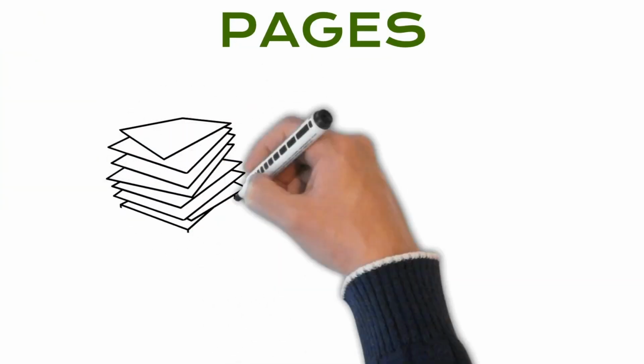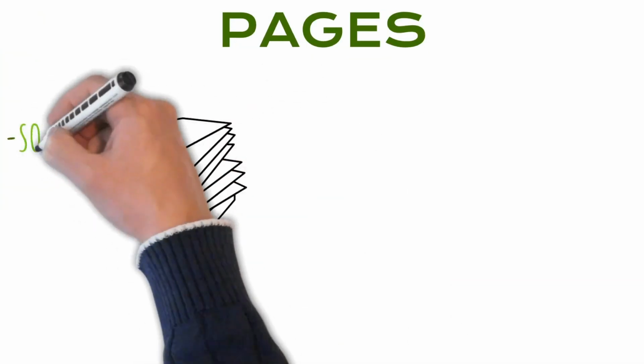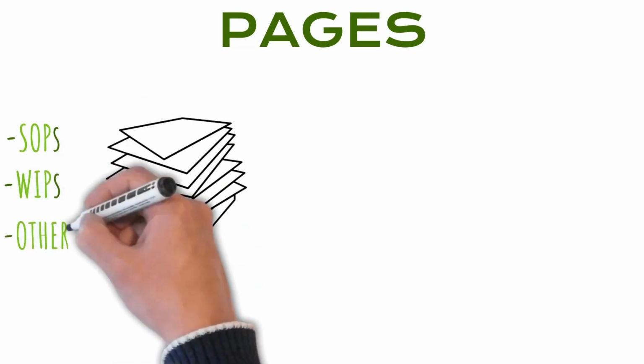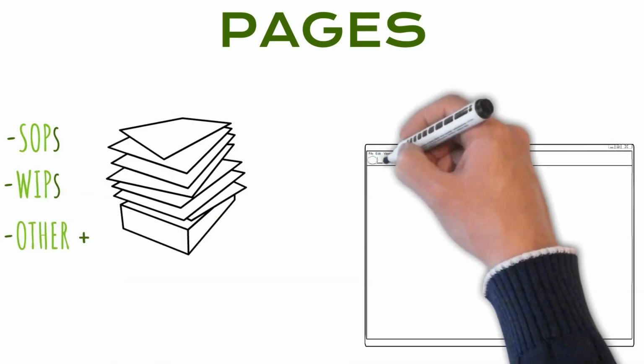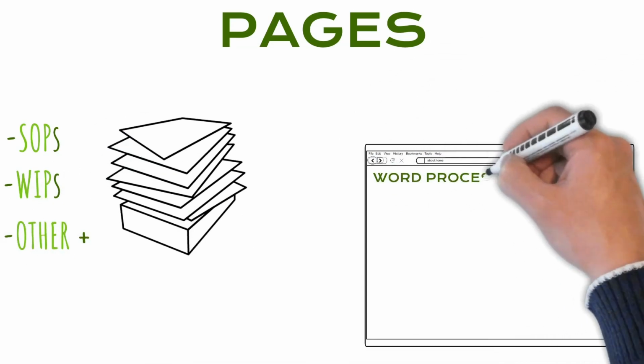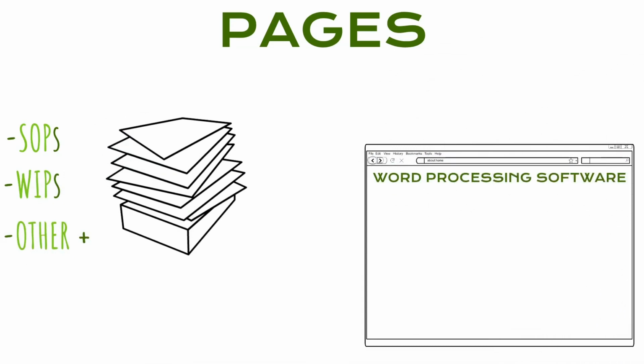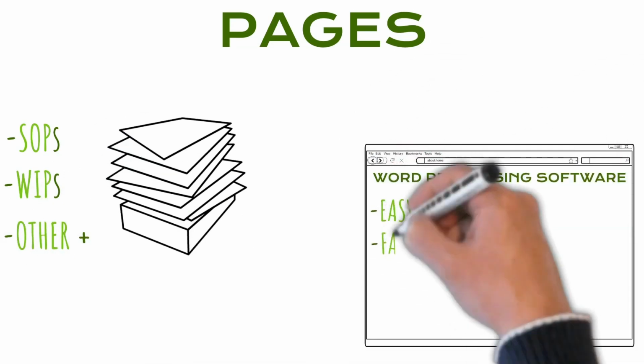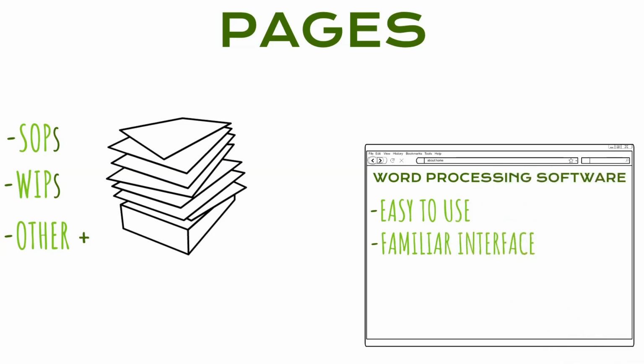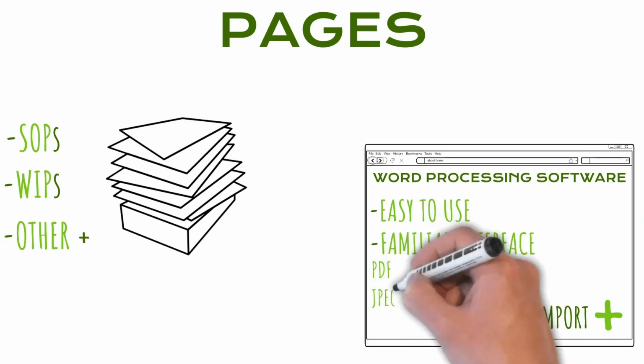Pages. The core of the Canobi Knowledge module is pages of documentation. These pages can be SOPs, WIPs, or other documents. Canobi provides a web-based editor that is similar to popular word processing software. It is an easy-to-use, familiar interface. You can create pages of documentation within the Canobi interface, or you can import already existing documents into the Knowledge module. Canobi supports a variety of popular document formats.